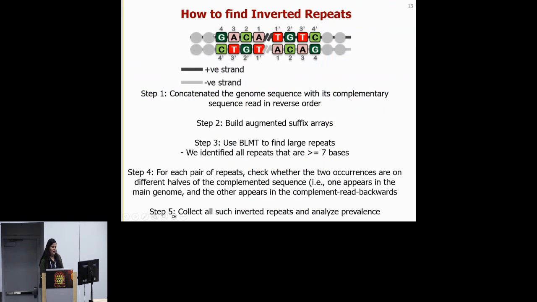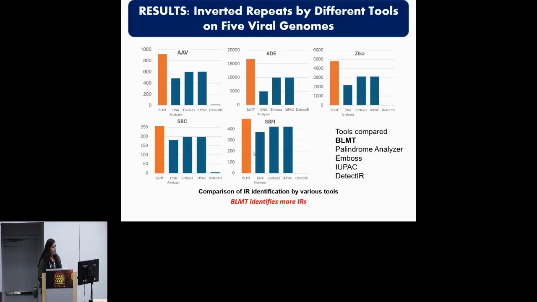So how we find this is basically, as I said, read the forward sequence, read the reverse sequence, and then you go find exact repeats in that using the suffix array toolkit.